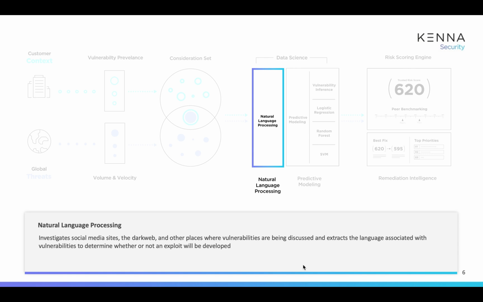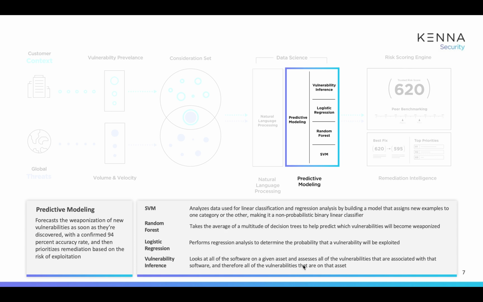First of all, natural language processing investigates social media sites, the dark web, and other places where vulnerabilities are being discussed, and extracts the language associated with those vulnerabilities to determine whether or not an exploit will likely be developed. We then analyze the data using a number of predictive technologies, including support vector machines, or SVM, random forest, logistic regression, and vulnerability inference.